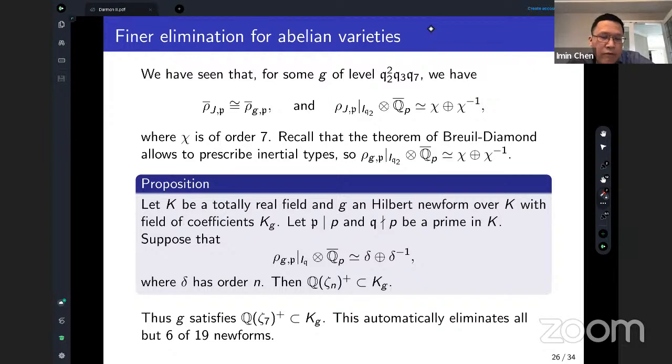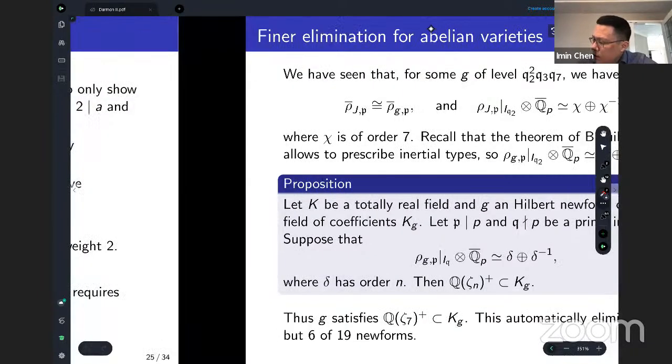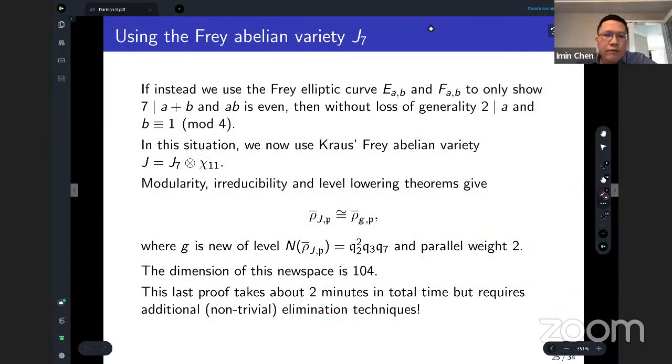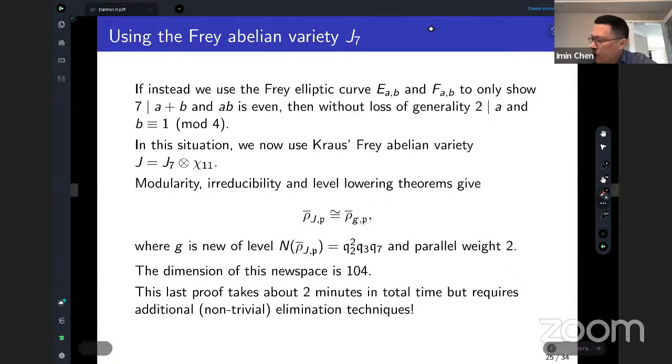And so in the elimination phase, one can just throw away any new form whose Fourier coefficient field does not contain Q zeta 7 plus. That eliminates all but 6 of the 19 new forms. So without any computation at all, one is now reduced to doing an elimination with only 6 new forms. And that's what allows us to give a proof in such a short time of 2 minutes, if we're allowed to use all of these Frey varieties together.